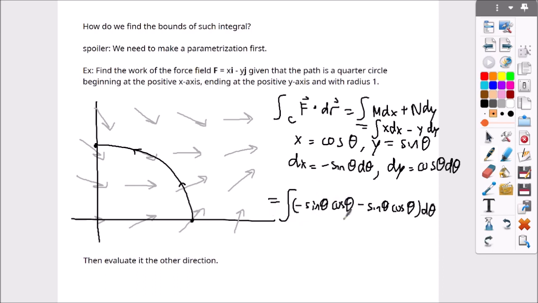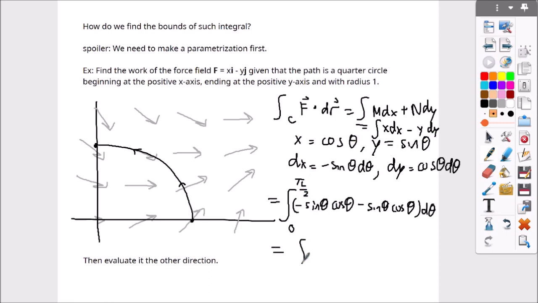Well, first of all, let's decide the bounds. Where does this start? This starts at 0, so the bound is 0. There's cosine theta and sine theta. We're not changing direction. We're not doing anything crazy. The cosine theta just starts at 0 because that's where the point is (1, 0), and then it ends at (0, 1), which is pi over 2. If you put pi over 2 here, cosine pi over 2 is 0, sine pi over 2 is 1.